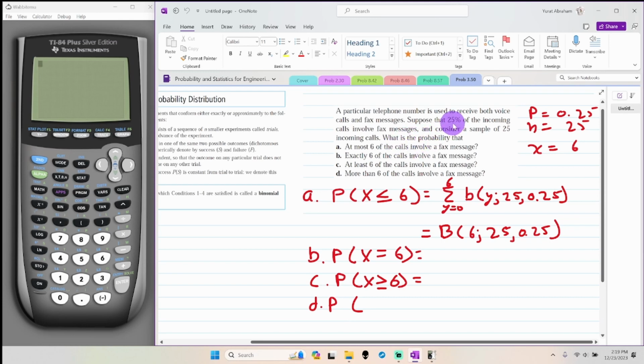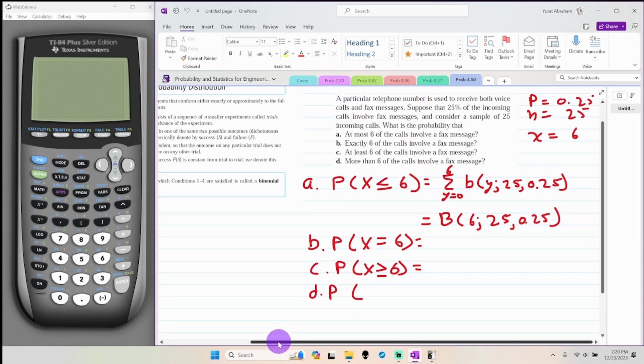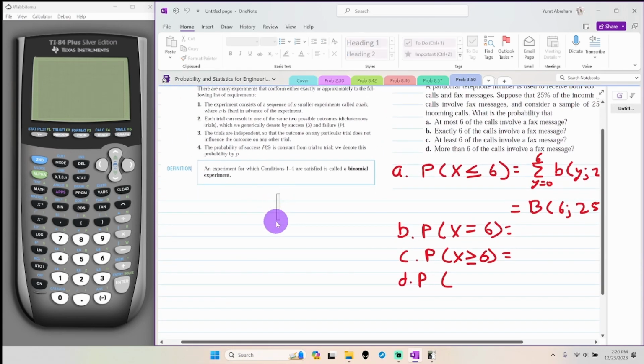All right, so the first step is to write down what they're giving us. And the second sentence says suppose that 25% of the incoming calls involve fax messages, so that's our lowercase p, 25%. Consider the number of samples, lowercase n, for sample number 25. And of course, our problem here is to talk about the number 6, which will be our value, which is x.